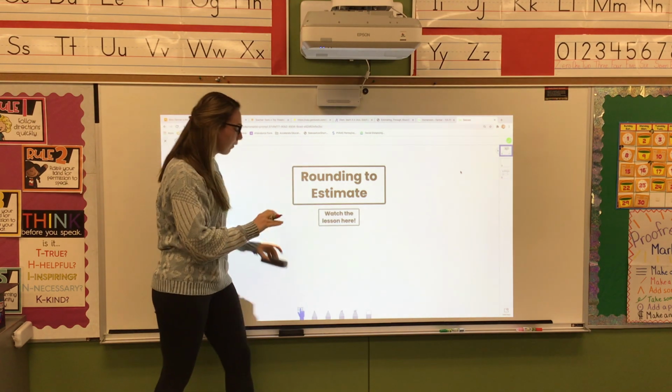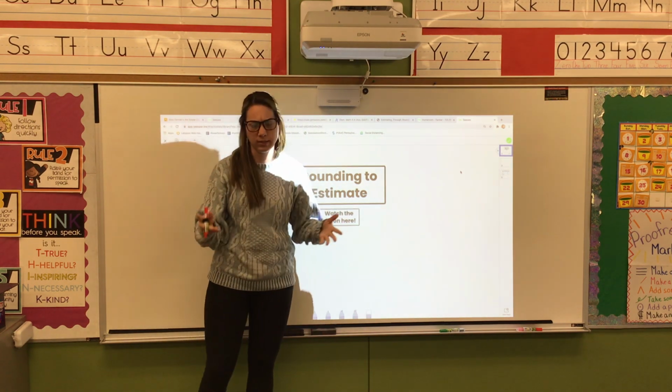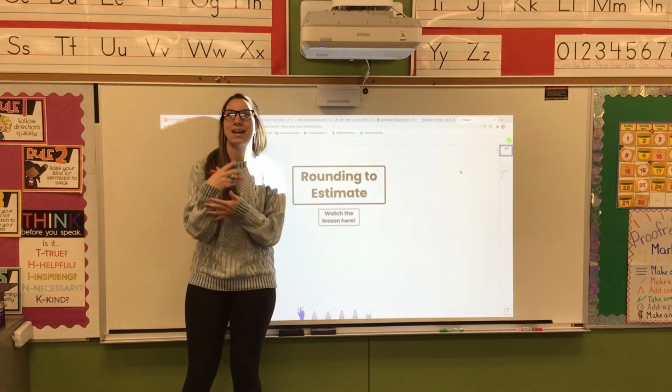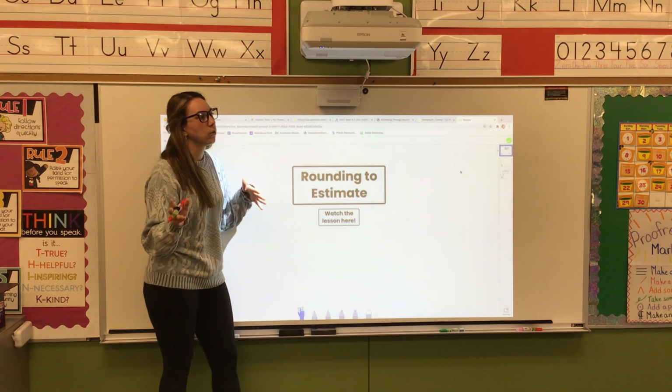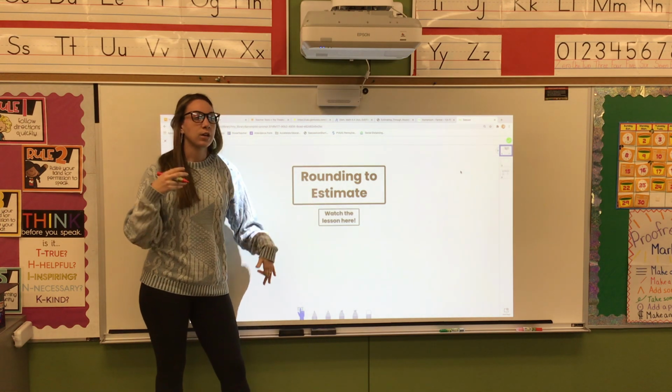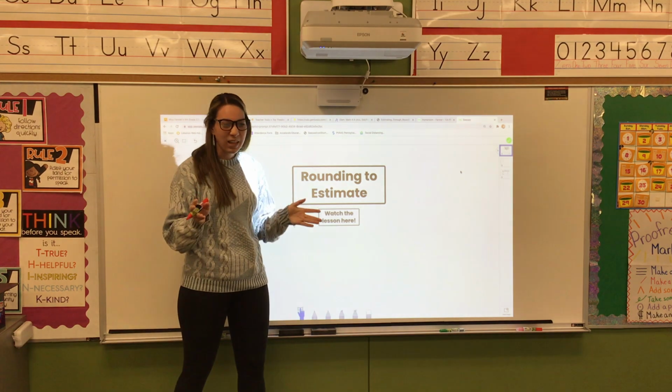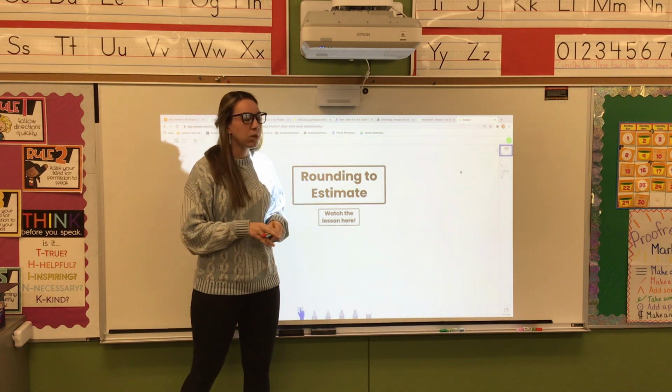You will use rounding to estimate in different things in life. You will use it when you're buying clothes, buying groceries, buying almost anything. You will use it when you are cooking food, when you're trying to make something, when you're decorating. You use this a lot in life, and sometimes you don't even think about it.